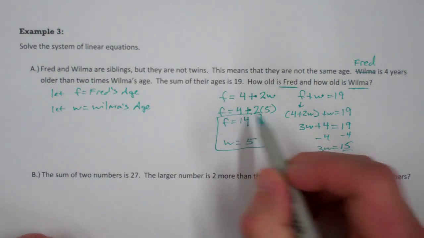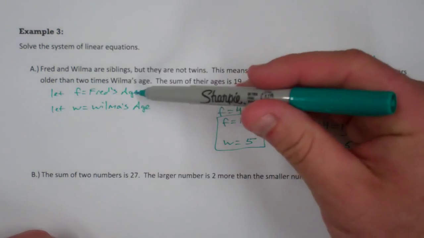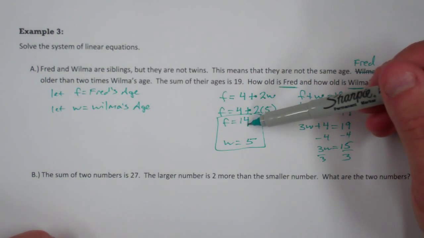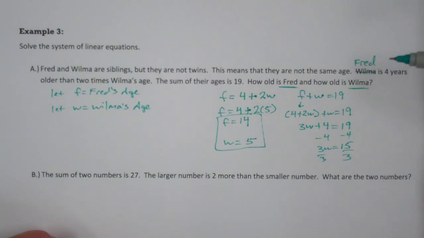We've already defined our variables, so if you wanted to write this in sentence form, you could. But in this problem, F does mean Fred's age, and it's clear that Fred's age is 14, Wilma's age is 5. Does it make sense in the context of the problem? Always a good idea to check.